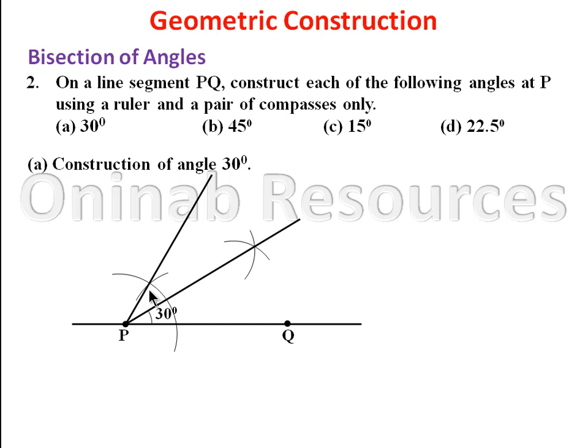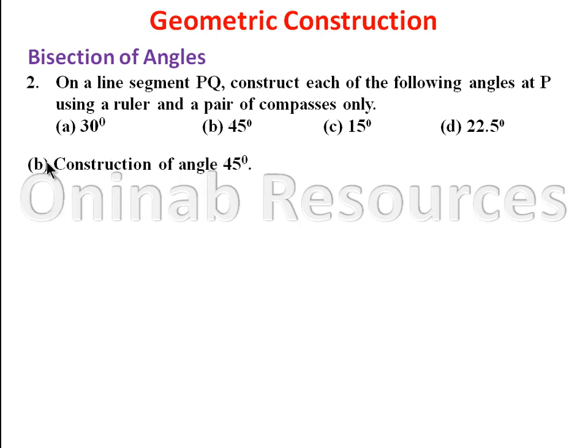So some of this angle and the other angle is 180. So 180 minus 30 gives 150 degrees. So this angle here is 150 degrees. B, construction of angle 45 degrees. Also, angle 45 degrees is the bisection of angle 90 degrees since 90 divided by 2 gives 45.